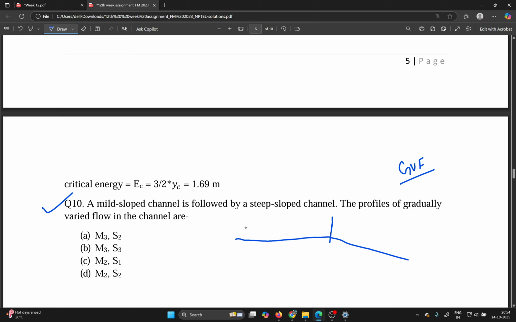So here is the mild slope. In the mild slope, this is your normal flow and this is your critical flow. This is showing the critical, this is showing the normal. But in the steep channel, this will be your normal and this will be the critical.